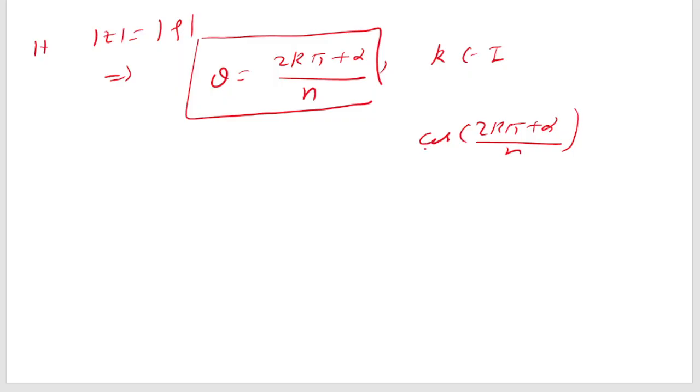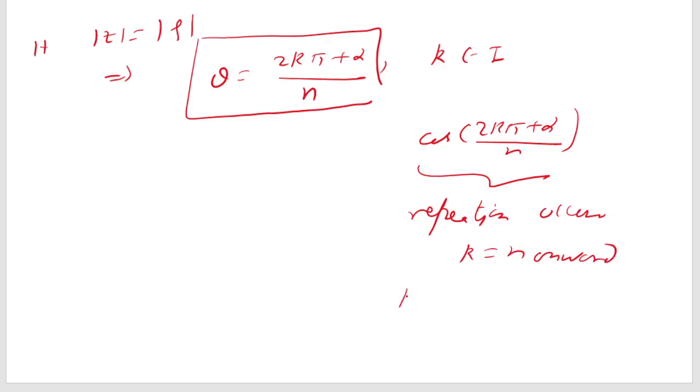So when does the repetition occur? The repetition occurs for k equal to n onward. That means if k is equal to 0, I have cos alpha by n. So k is 0, 1, 2 up to n minus 1 gives distinct values. Then after that, again we will get the same values. Repetition will occur. You can see why it is happening.